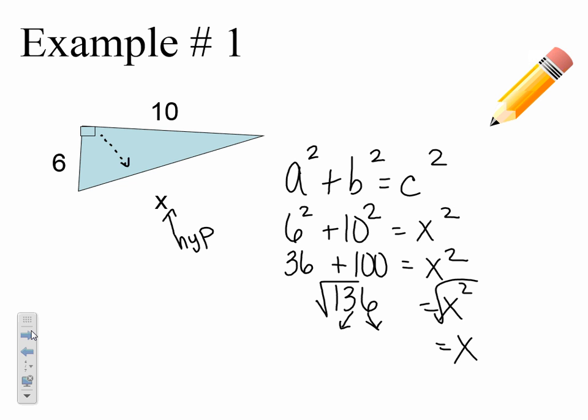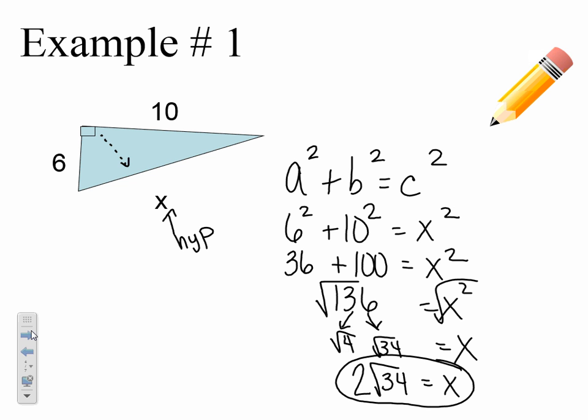So if I go through my list, 136 is 4 times 34, and 4 is a perfect square. So if I square root the 4, I get a 2. Square root of 34 is what I'm going to leave alone. So x equals 2 square roots of 34. Okay, you will not be allowed to write decimals on your answers. You need to simplify your square roots.